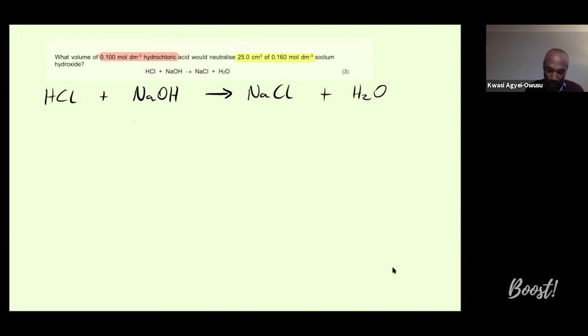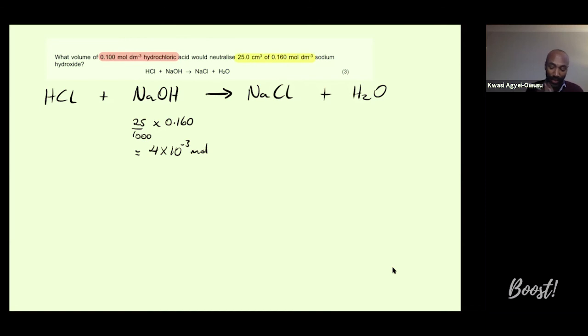If I do that, the number of moles of sodium hydroxide is equal to the volume, which is 25 over 1,000, so the volume in decimeters cubed, times the concentration, which is 0.16. We've got 0.025 times 0.16, and that is equal to 4 times 10 to the minus 3. So we've got 4 times 10 to the minus 3 moles of sodium hydroxide.